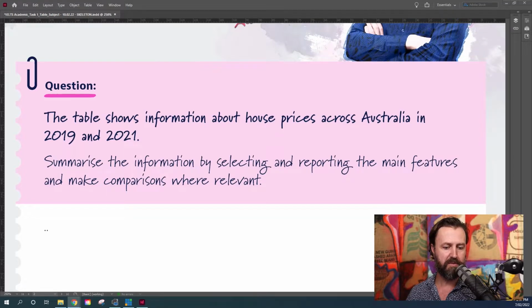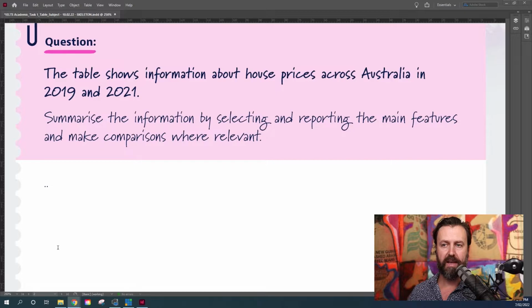Okay, so what I'm going to do here is copy across a piece that I've written earlier that answers this question. So again, the table shows information about house prices in Australia in 2019 and 2021. Summarize the information by selecting and reporting the main features. So we don't know what the main features are, but we have to take an educated guess as to what they are and then make comparisons where relevant.